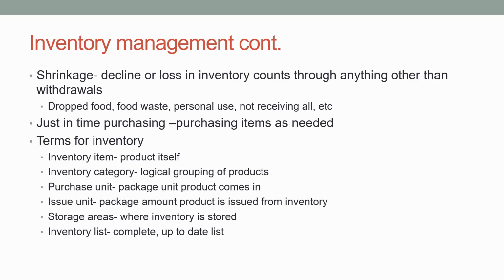Your storage areas, obviously that's where your inventory is stored, so it's important to have that organized, easy to access, defined areas for certain foods, and especially if that lines up with your inventory categories, that can be really helpful to manage that inventory and have a good idea of what you have. And that inventory list is going to be that current, complete, up-to-date list of what you have for those products. You want to know where it's at, what unit it's going to be found in, etc.